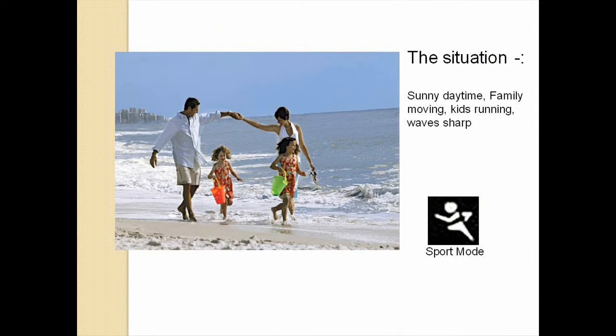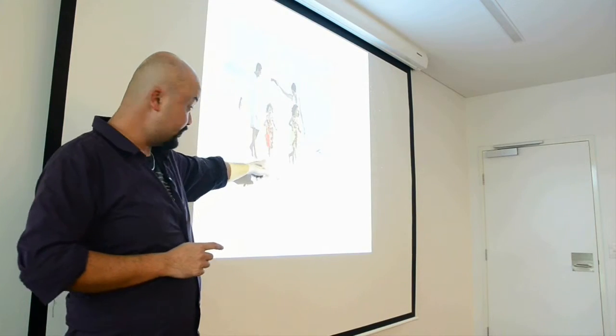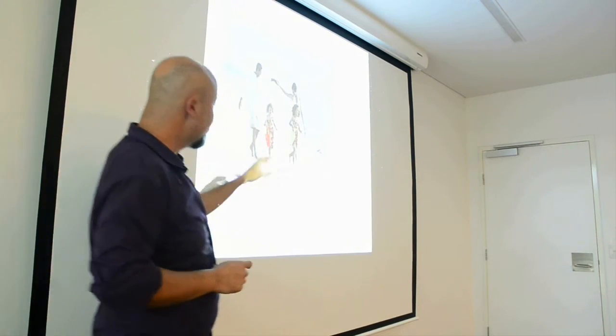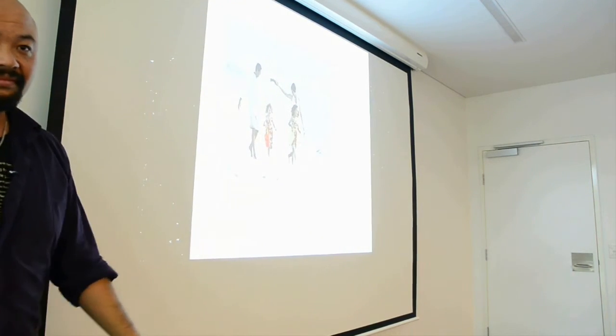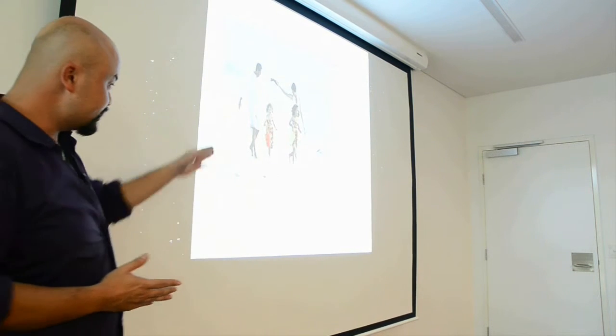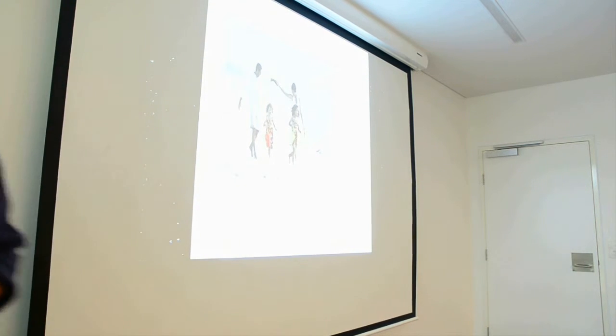Now this is pretty much the same situation, but we want to tell a different story here. Okay, it is sunny, it's daytime. The family is moving this time, especially those little girls. They're running quite fast. The ripples they're kicking up, it's frozen. Those waves are frozen. How do I get that shot? This is a fast shutter speed shot. Yes, sports mode.